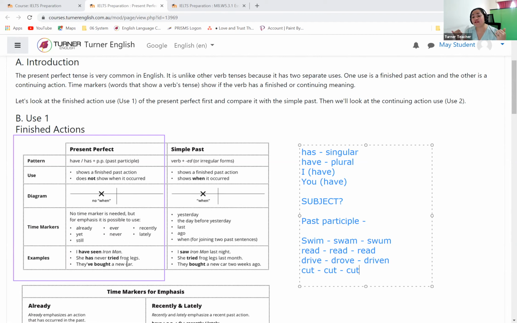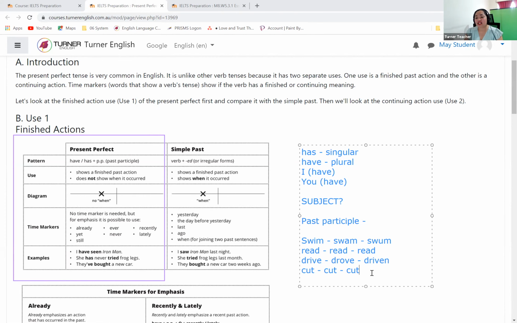She has never tried frog legs. So from the moment she was born until now, she has never tried it. Okay. They've bought a new car. So we know that they already got the car, but we don't know exactly when they bought it. But in the simple past, your verb is in the second form and your time marker is yesterday, last week, or 2 days ago. Exactly, there was a time frame.